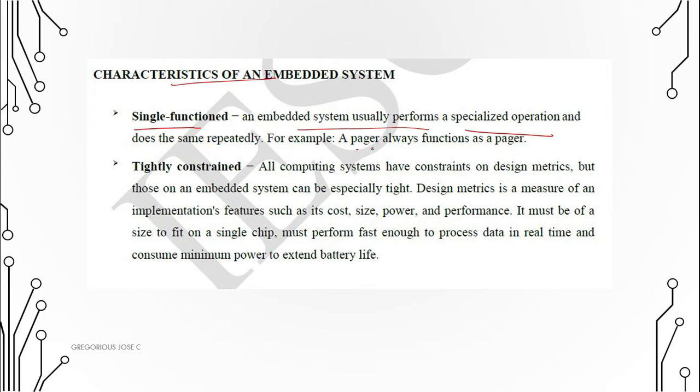So the example ആയിട്ട് ഒരു pager example ആണ്. Another example is a DVD player, washing machine, and all such things. They can only perform a particular task or operation. Next one is tightly constrained.